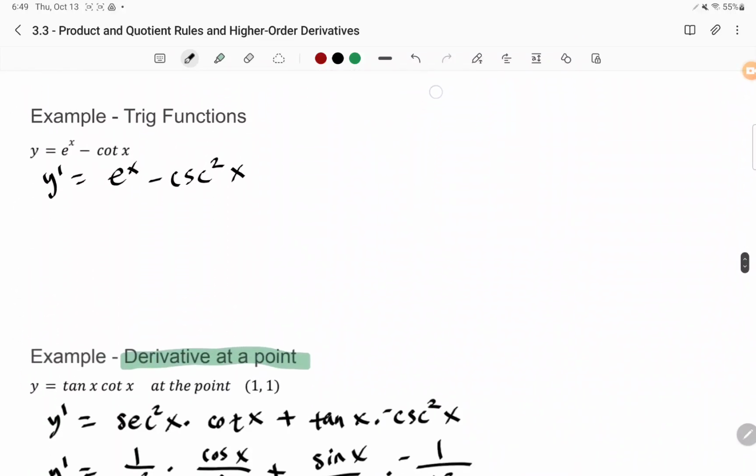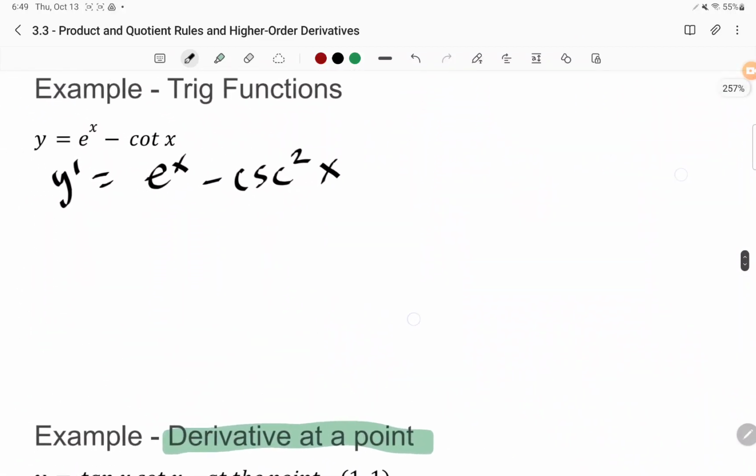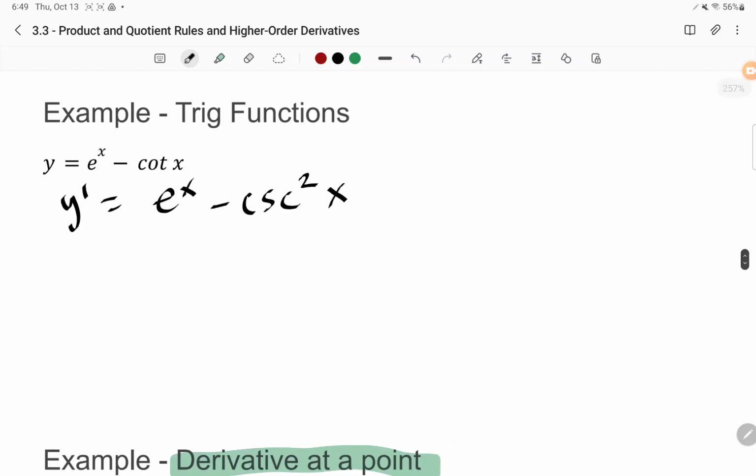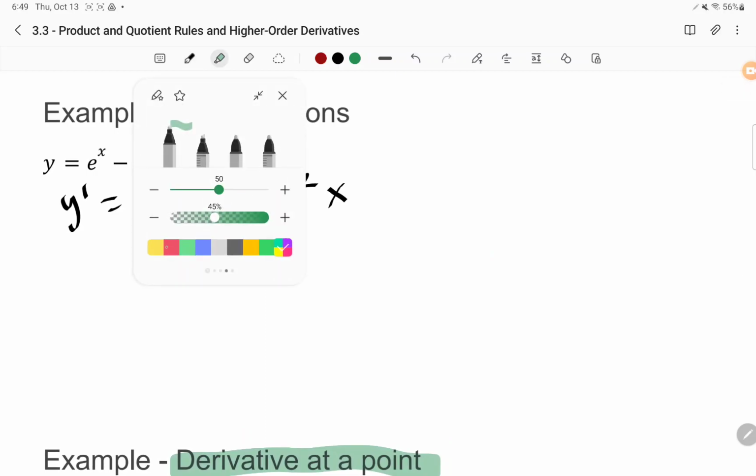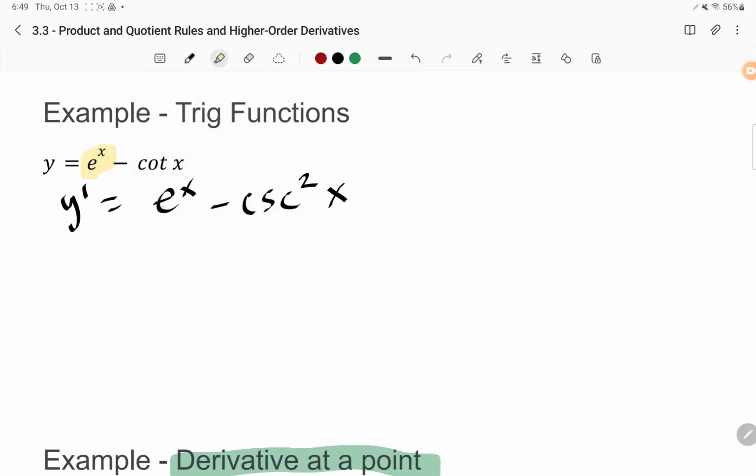Okay, so let's take a look at this first one here. The derivative is pretty straightforward. The derivative of your e function is just e, and the derivative of cotangent is, actually, negative cosecant squared, and so that should be a plus cosecant squared x. That's as far as you can go. You can't simplify those any further.